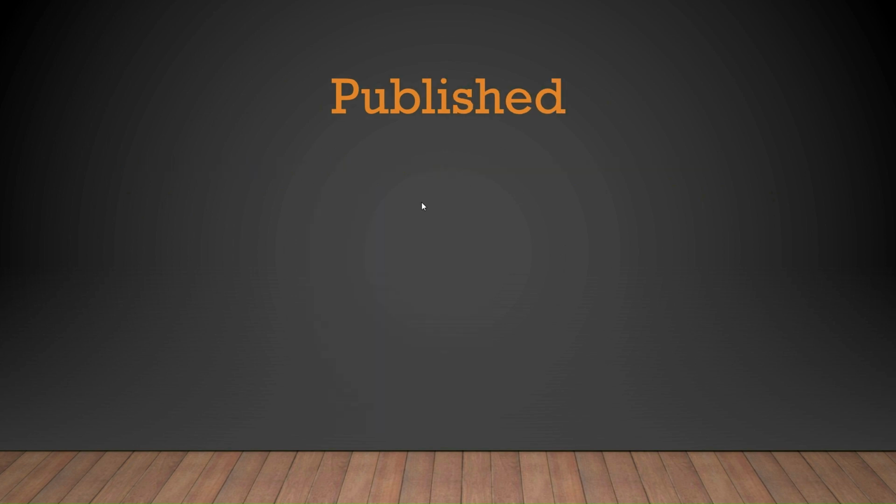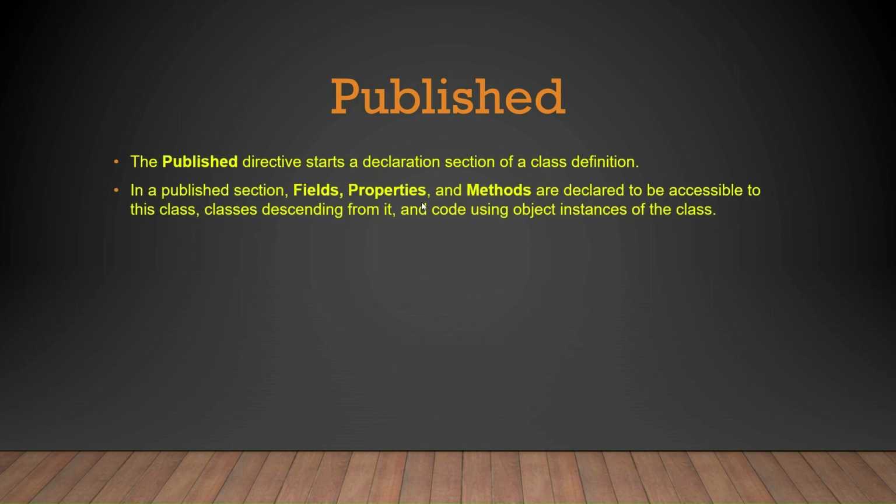Now we come to published. The published directive starts a declaration section of the class definition. In a published section, fields, properties and methods are declared to be accessible to this class, classes descended from it, and code using object instances of the class. The information about the access is recorded in the runtime information for the class. So it will be accessible through RTTI.